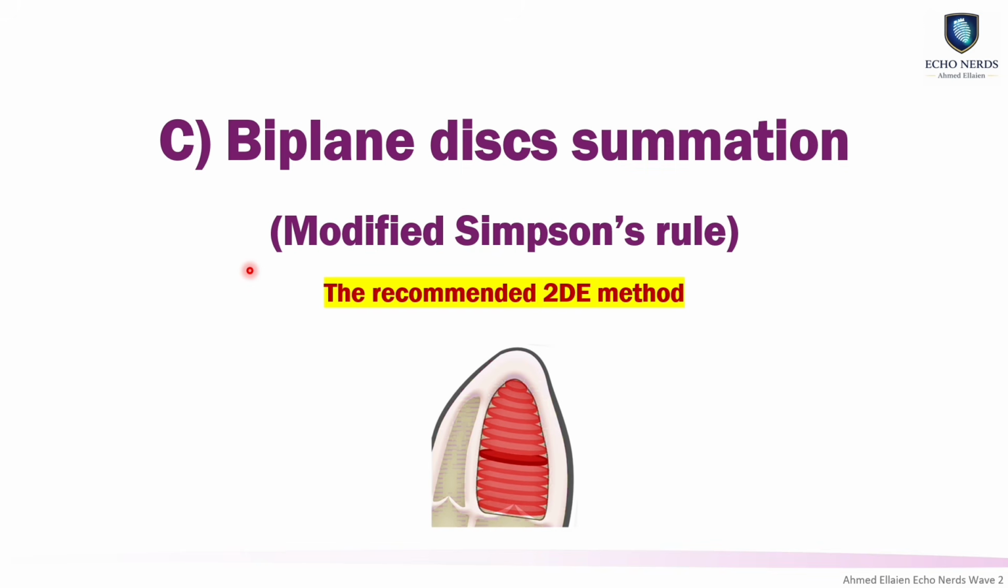Because instead of assuming ventricular geometry, it divides the ventricle into multiple small discs, and by calculating the volume of each disk and summing all together, we can obtain the final volume of the LV.